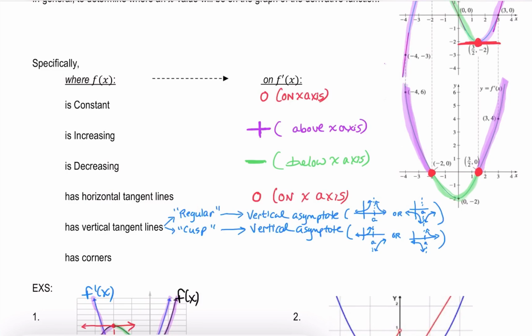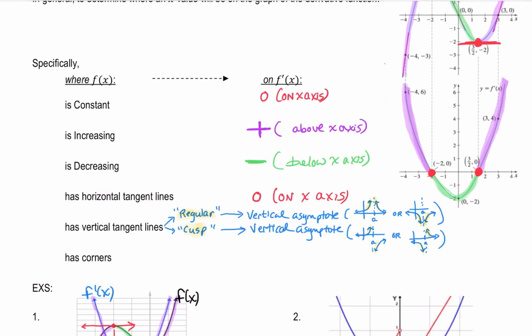So with the regular vertical tangent line, you're going either both to positive infinity, or both going to negative infinity around that vertical asymptote. If it was a cusp point on F, then one is going to positive infinity, one's going to negative infinity. Okay, so this is what's happening on the graph of F prime.